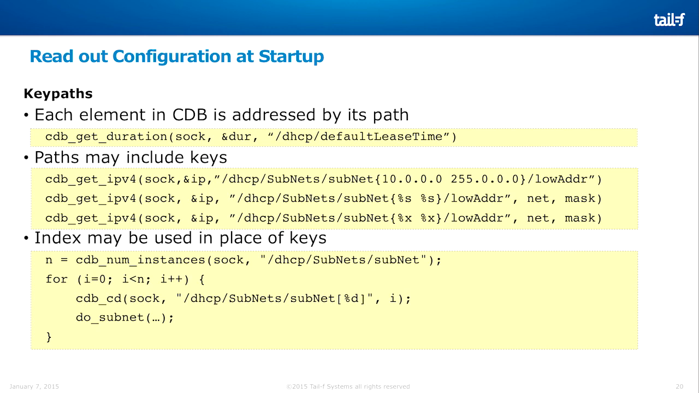In addition to this curly brace notation for specifying keys in a key path, there's a square bracket notation available for indexing or walking. The code snippet at the bottom of this slide is an example of that. We call CDB num instances against a Yang list called subnet to find out how many entries exist in that list, i.e. how many rows there are currently in this table. And then, without knowing the key values, we can simply traverse that table by using, as we see in this path, the square bracket notation, which also supports printf style formatting.